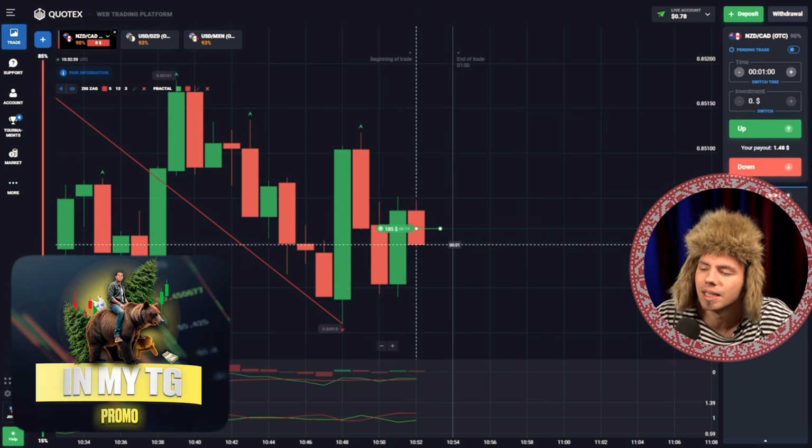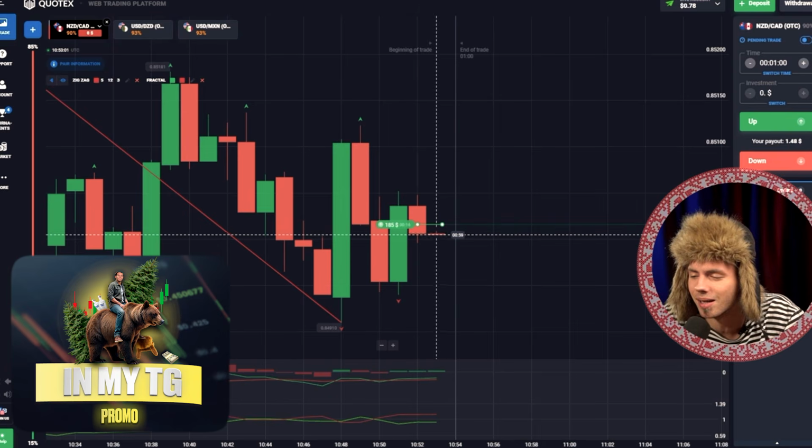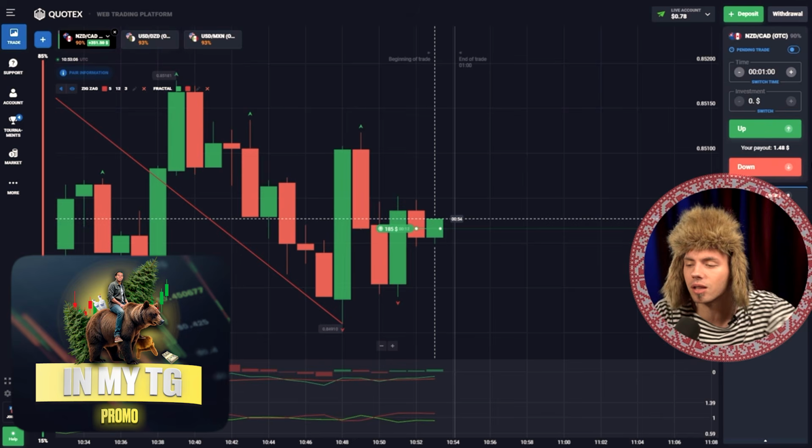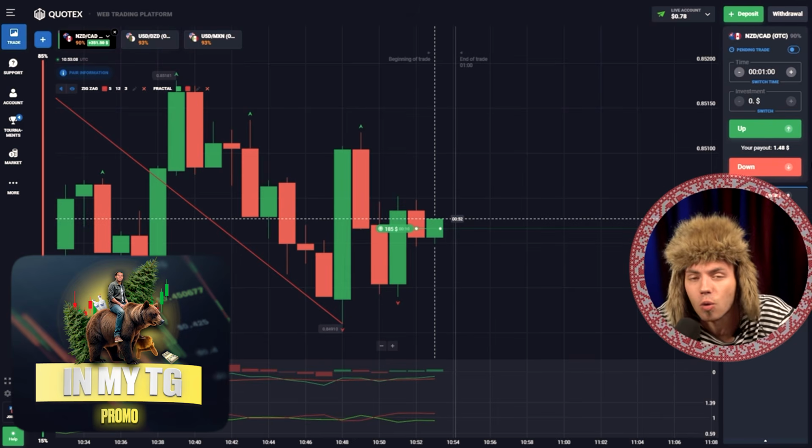Meanwhile we are in a rebound from the strong fractals, so we are in a rebound. A clear situation where the price is growing up.